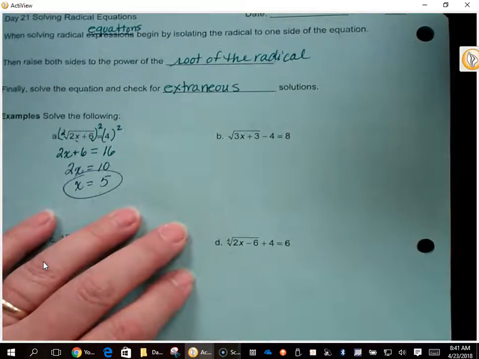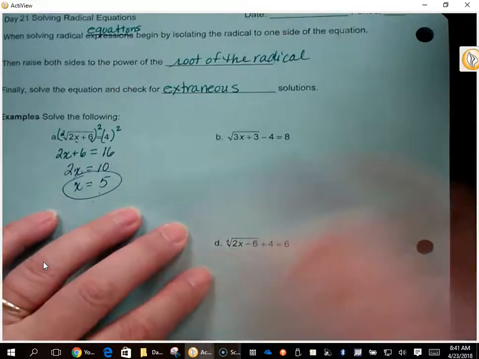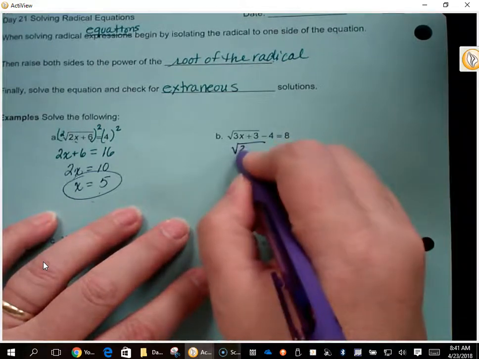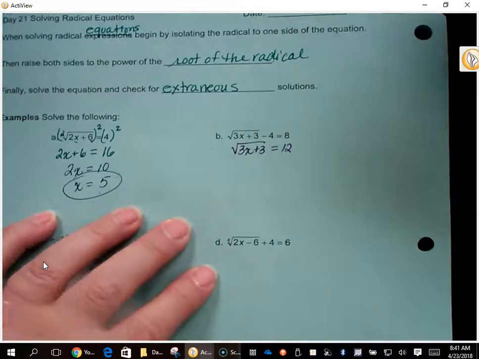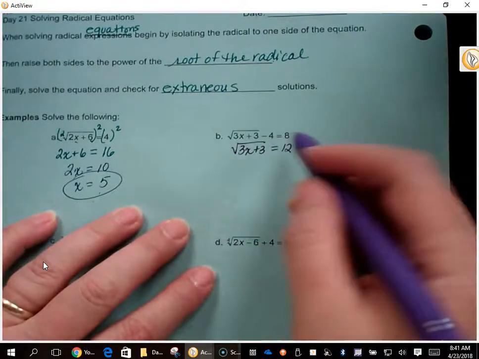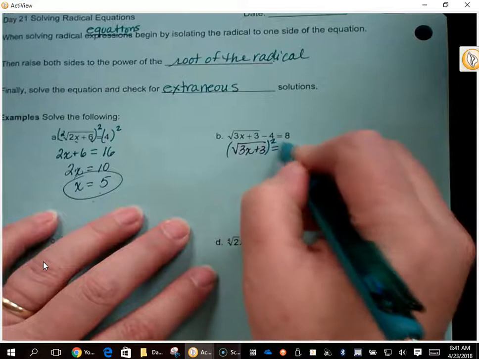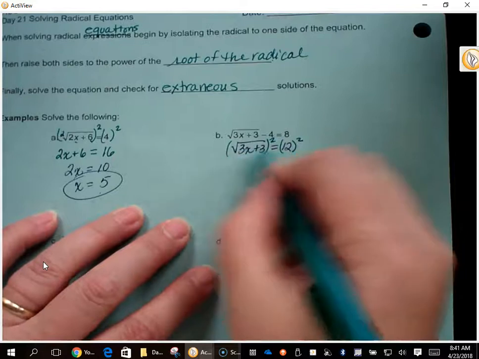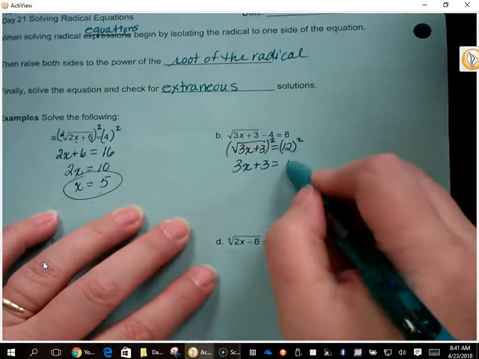So we look at letter B here, and if we follow our steps, the first step is to get the radical all by itself. So for this first step we're going to add 4 to both sides. Now we have the square root of 3x plus 3 equals 12. We've got the radical by itself, and everything else on the other side. Since this is a square root, we are going to raise everything to the second power, because remember, if you don't see the number or the index there, you're squaring. When you square the square root, you get what's inside. So we have 3x plus 3 equals 12 squared, which is 144.